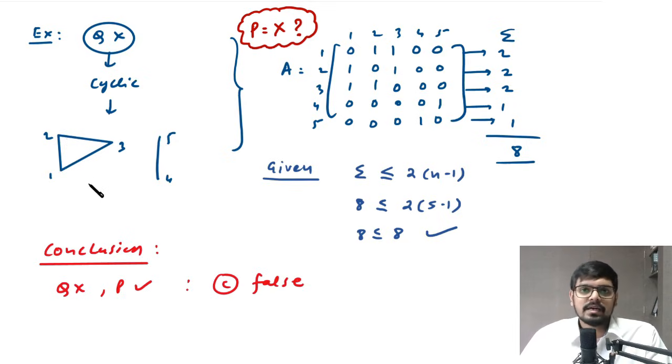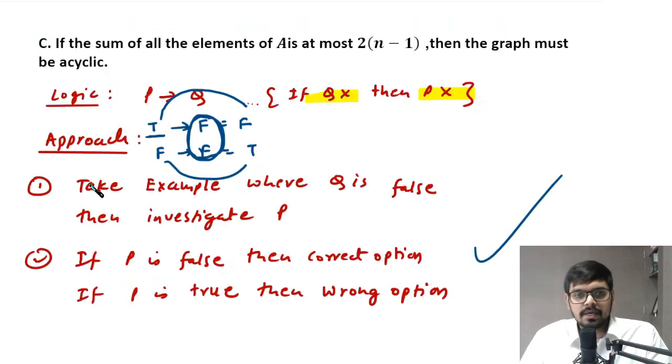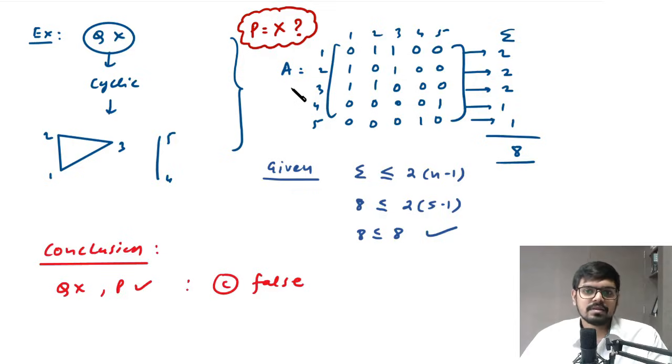And now let us investigate about the P. P was: sum of all the elements of A is at most 2 to the power n minus 1. This is P. So for that I have to create the A matrix. Very easy. Adjacency matrix, how to create? Take nodes 1, 2, 3, 4, 5 here and here. Once you take the nodes, now check if an edge is present or not. No self loop, so primary diagonal elements are 0. You can create this very fast.